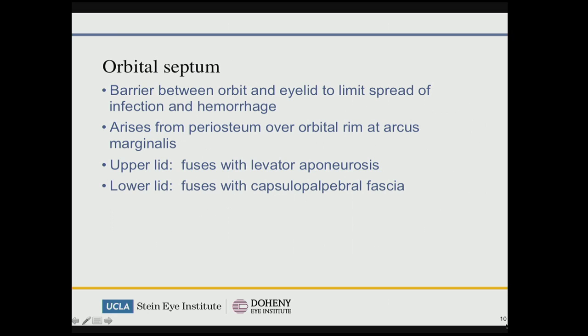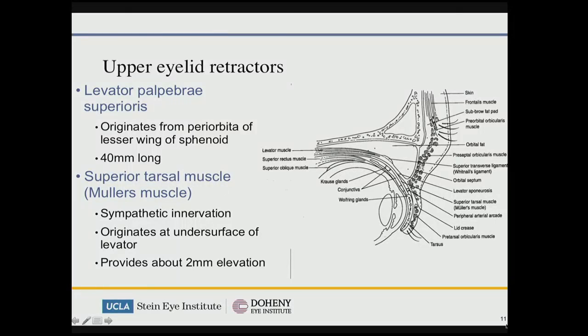The orbital septum serves as a barrier between the orbit and the eyelid to limit the spread of infection and hemorrhage. It arises from the periosteum over the orbital rim at the arcus marginalis. And in the upper lid, it then fuses with the levator aponeurosis. In the lower lid, it fuses with the capsulopalpebral fascia. So this is sort of a busy sagittal section of the eyelid, but it's really important to understand the structures of the eyelid working anterior to posteriorly in terms of surgery or trauma.